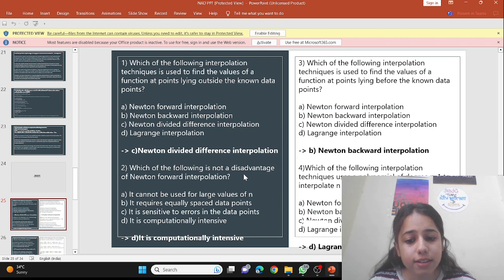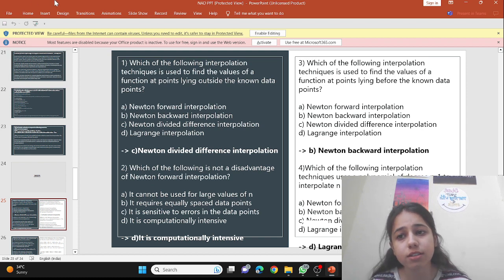C, it is sensitive to errors in data points. D, it is computationally intensive. As we can see all the options, options A, B, C are the disadvantages of Newton forward interpolation, and option D is the advantage of Newton forward interpolation. So the correct option is D.